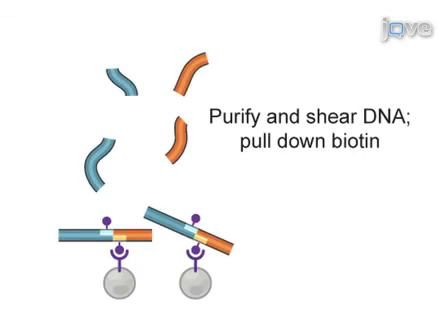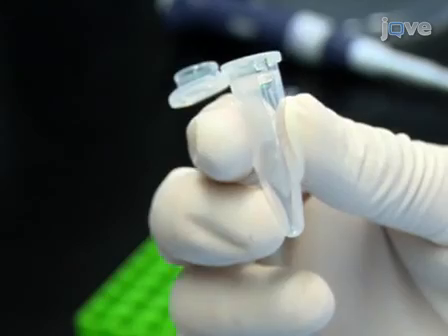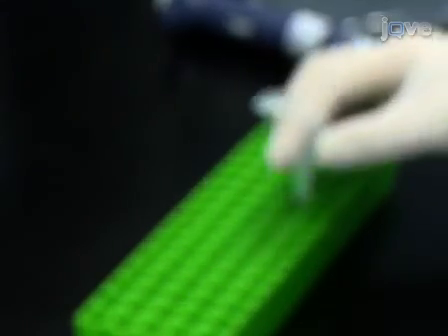In this section of the protocol, ligation junctions are purified from the DNA pool, allowing for efficient identification of interacting chromatin fragments by paired end sequencing. Perform all subsequent steps in DNA low-bind tubes.